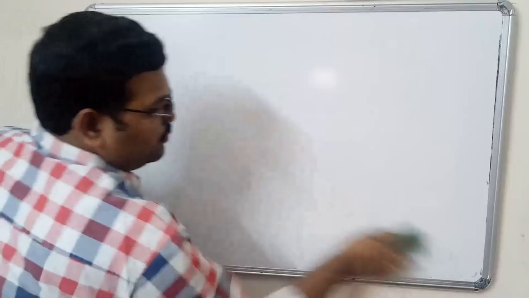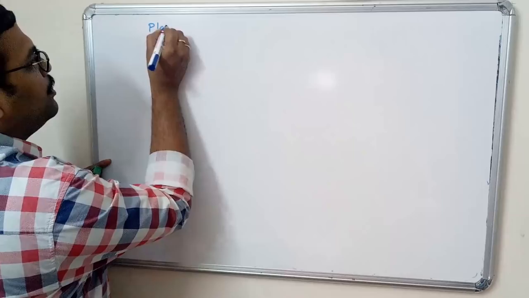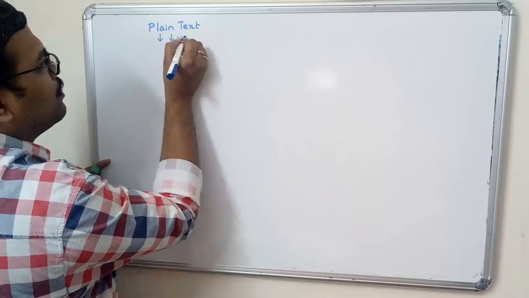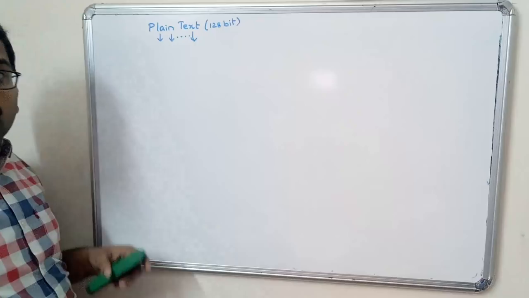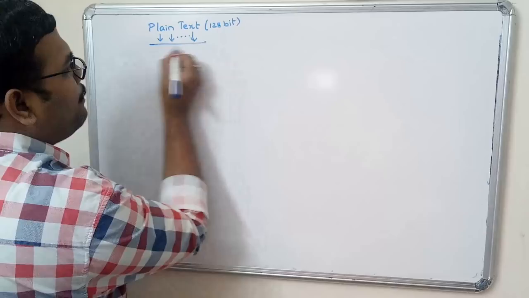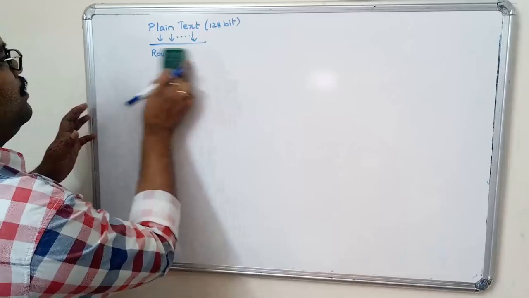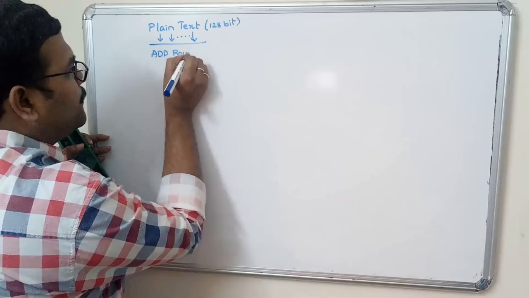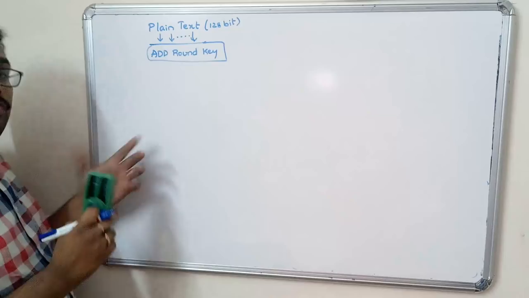First of all, consider the plain text, which is 128 bit, and this is applied to add round key. So we have to apply the add round key, that means just XOR operation.